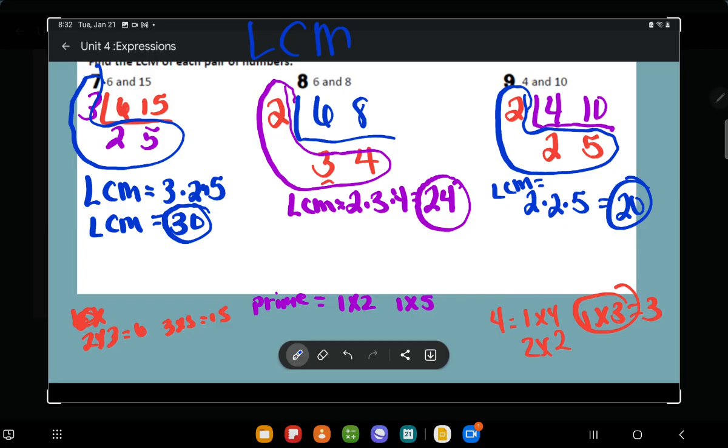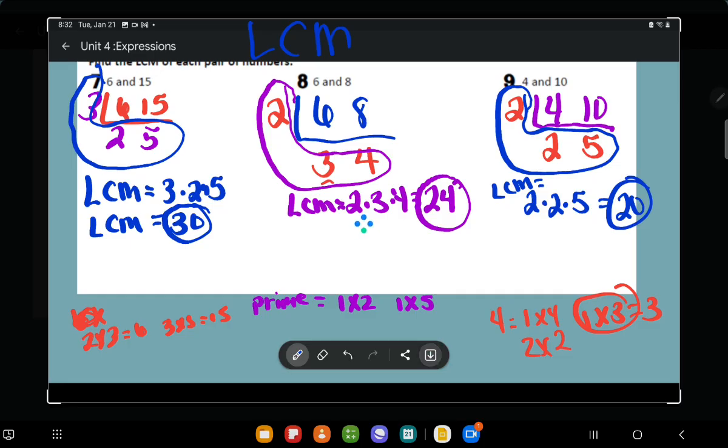So that's how you can find the least common multiple. You multiply all the numbers around the ladder. The greatest common factor would be the numbers on the side of the ladder. So for number 9, the greatest common factor would be 2. For number 8, the greatest common factor would be 2. And for number 7, the greatest common factor would be 3. So you can find both using the ladder method.